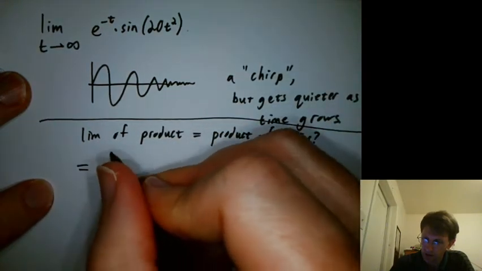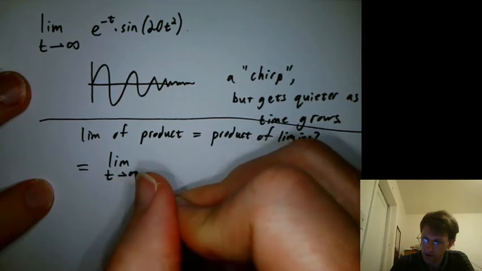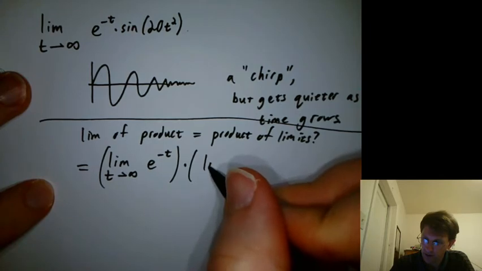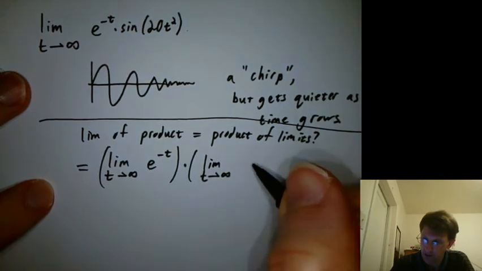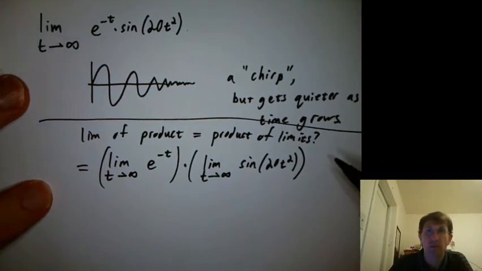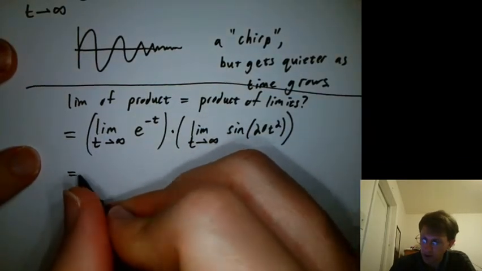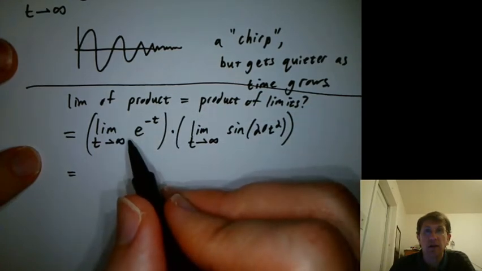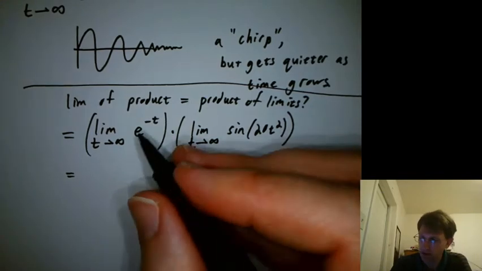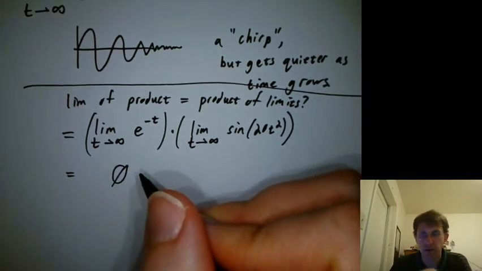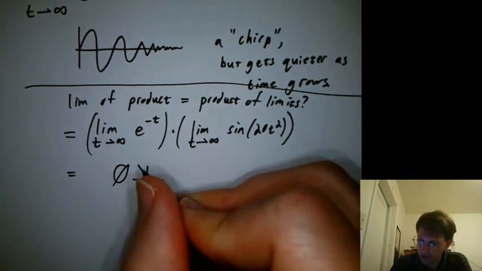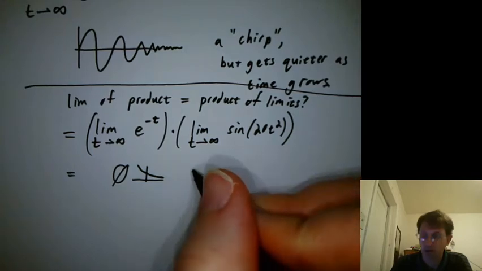So that would say that this is equal to the limit as t goes to infinity of e to the negative t times the limit as t goes to infinity of sine 20t squared. Looks okay so far. What's the limit as t goes to infinity of e to the negative t? E to the negative t gets closer and closer to 0 really fast with no wiggling or anything, so that limit is just 0. We can even draw it real quick. Looks like this, getting closer and closer to 0.